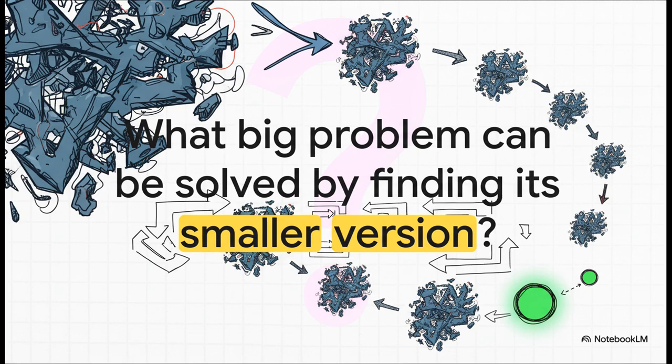So that leaves us with one final question. And it's not for a computer, it's for you. What's one impossibly big problem in your world, at work, in your life, that might, just might, be solvable if you stopped trying to tackle the whole thing at once, and instead, you just focused on finding its smallest, simplest version?